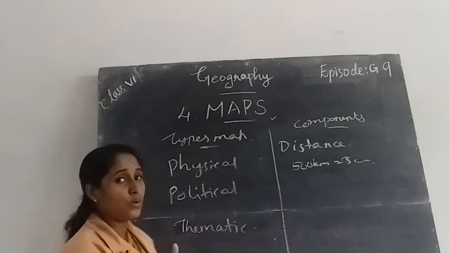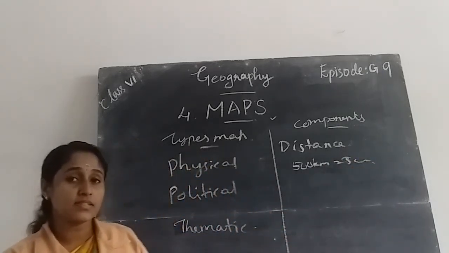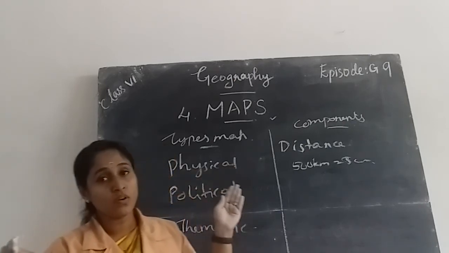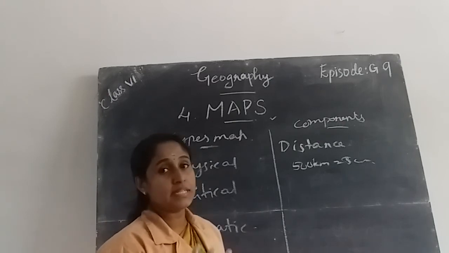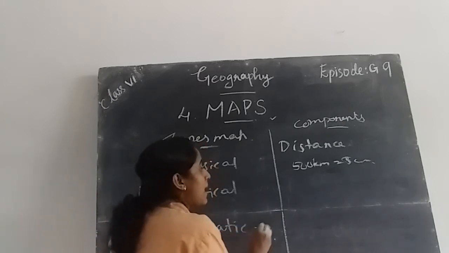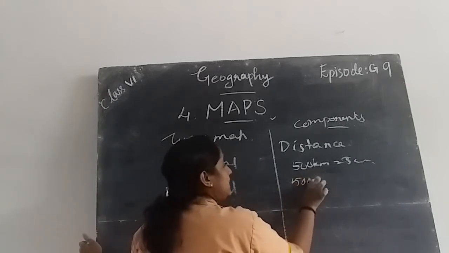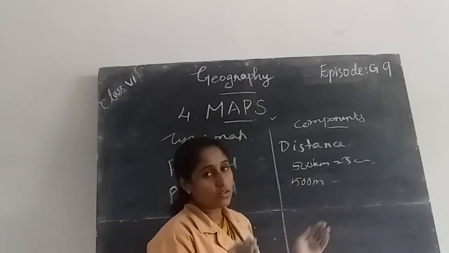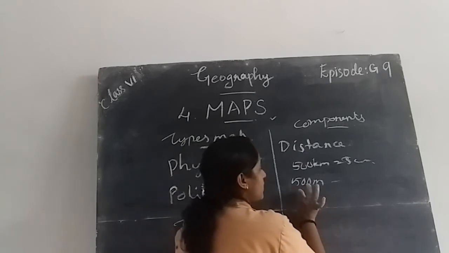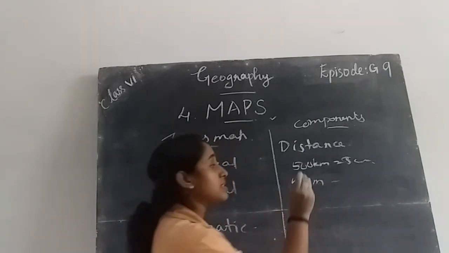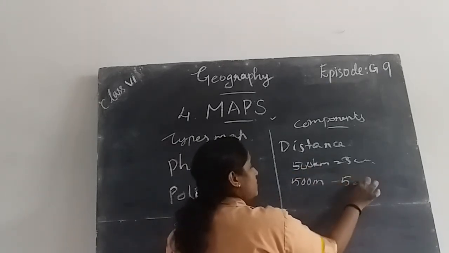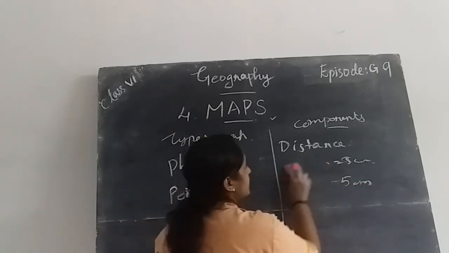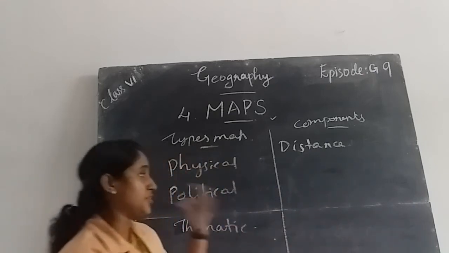Right. So what do you mean by large scale maps? A large scale map covers small areas like towns, cities, villages. There it shows meters, but with a small size of line. So if there is 500 meters, in our map it shows only 5 centimeters. So that is distance.